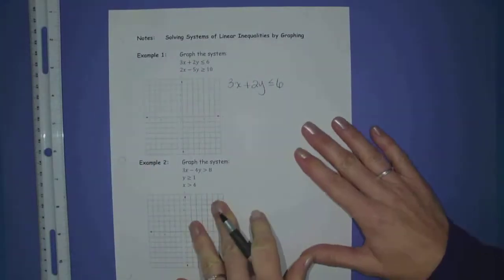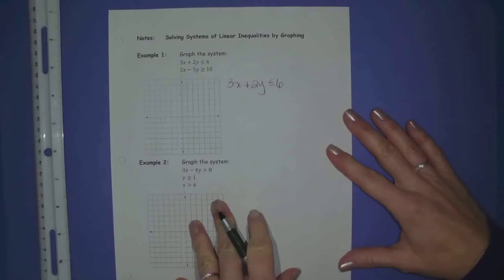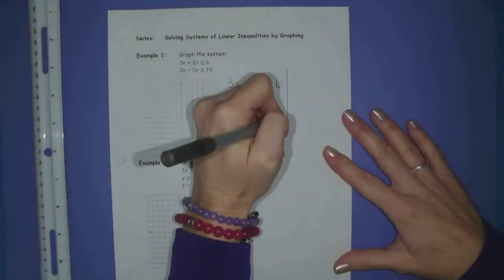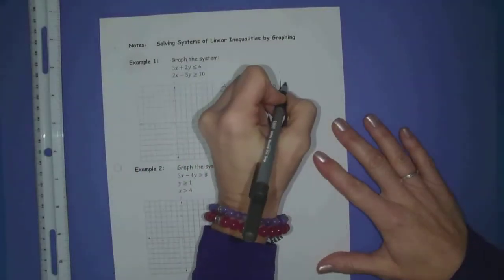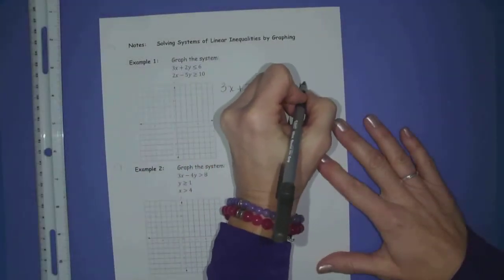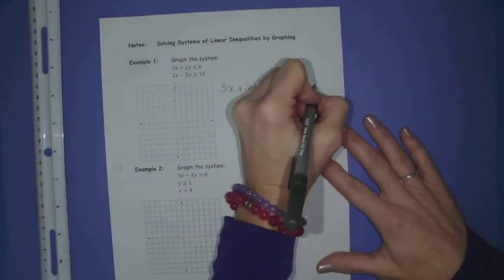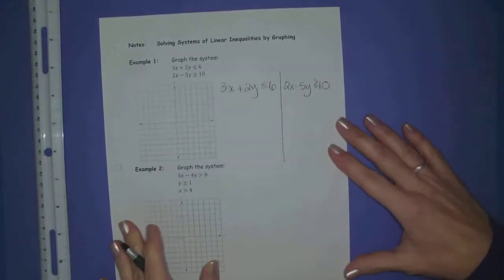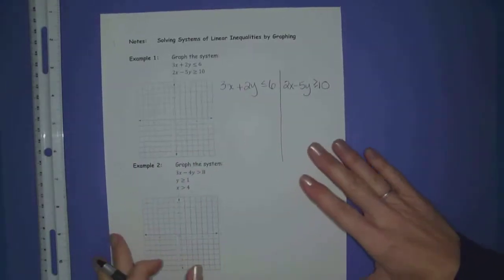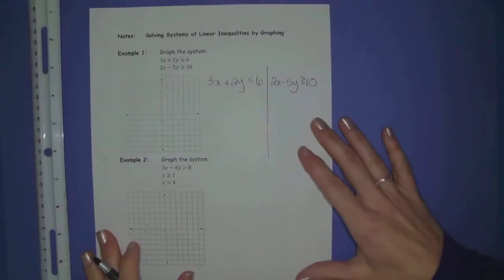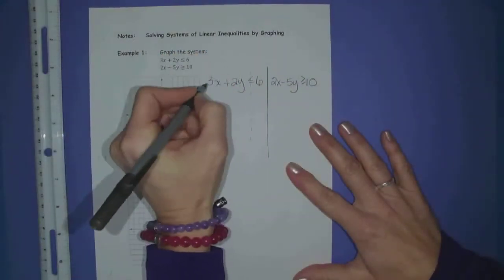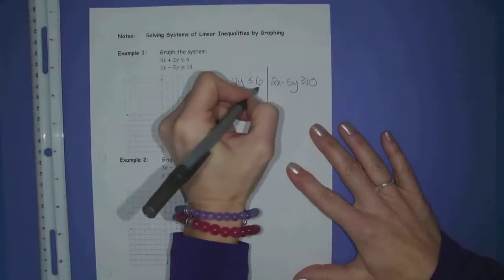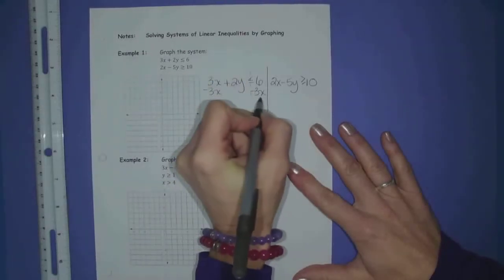So there's my first one, 3x plus 2y is less than or equal to 6, and then I'll draw a separation here. And then I'll copy down the other one. 2x minus 5y is greater than or equal to 10. Okay, so let's start working on this first one. So from our previous studies, we certainly know to subtract 3x from both sides. So that's how I'll start.